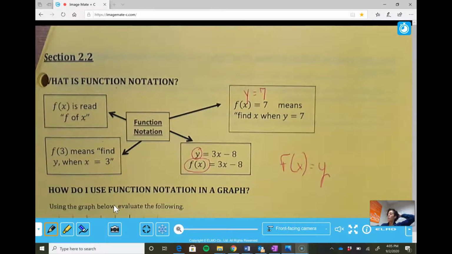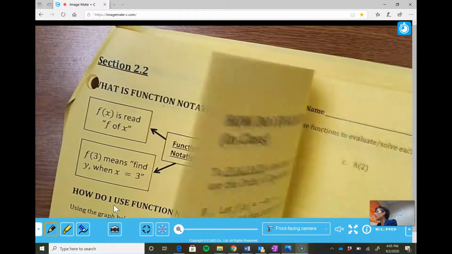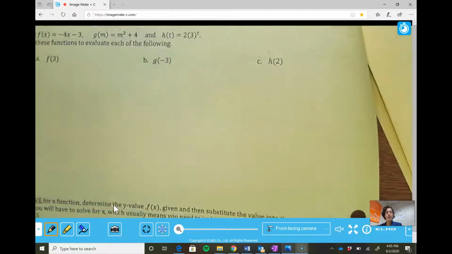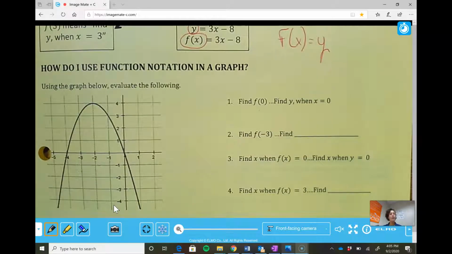All right, so what we're going to do in this section, really, really short, is just finish this page and then the notes are done because we will finish the second page in class. So how to use function notation in a graph. This is just a spin-off from that first chapter. So I'll give you x, you find y, I give you y, you find x. But now it's I give you x, you find f of x, or I give you f of x, and you find x. I know, really exciting stuff.